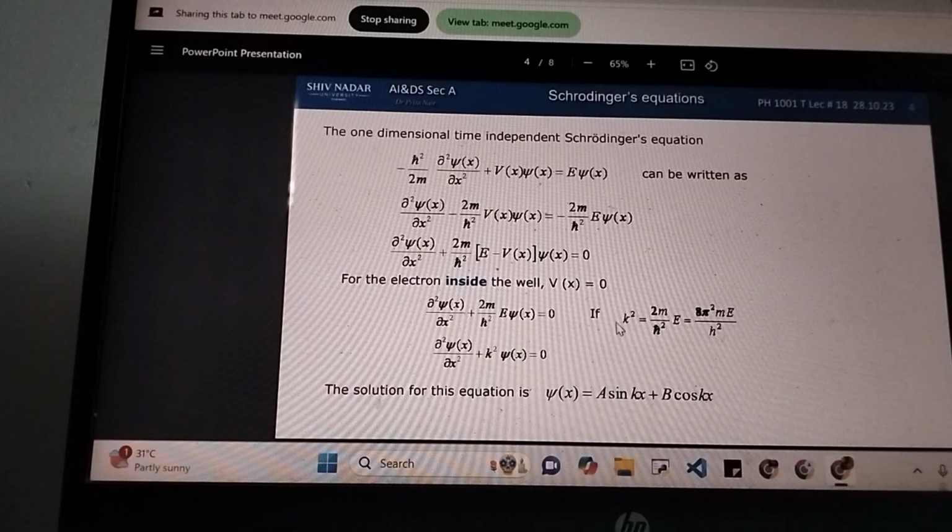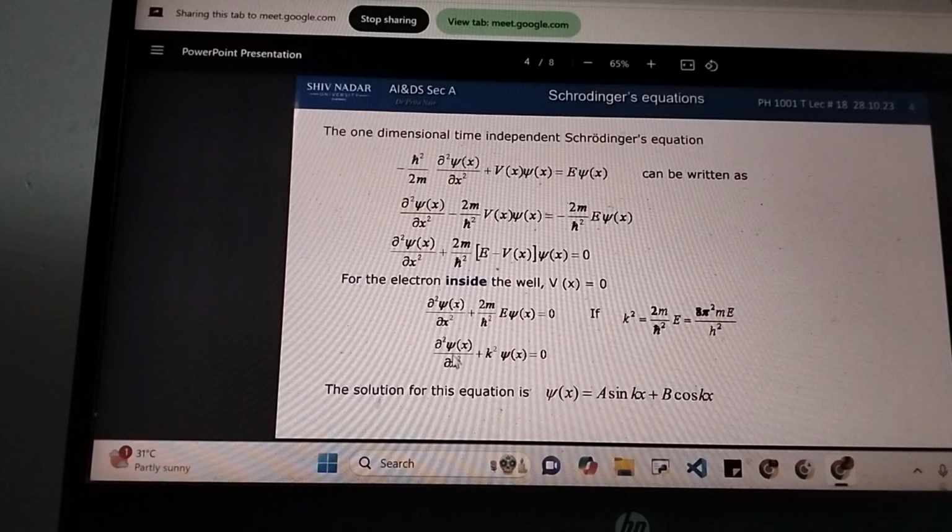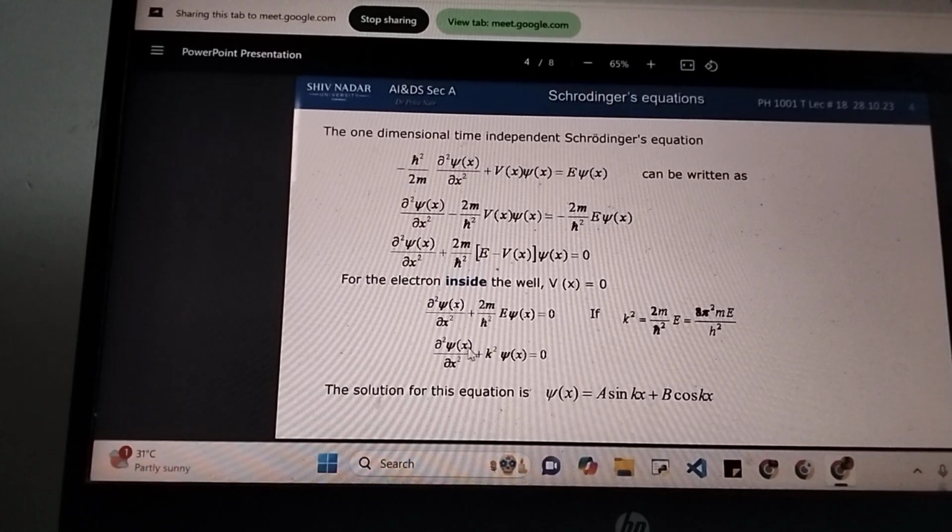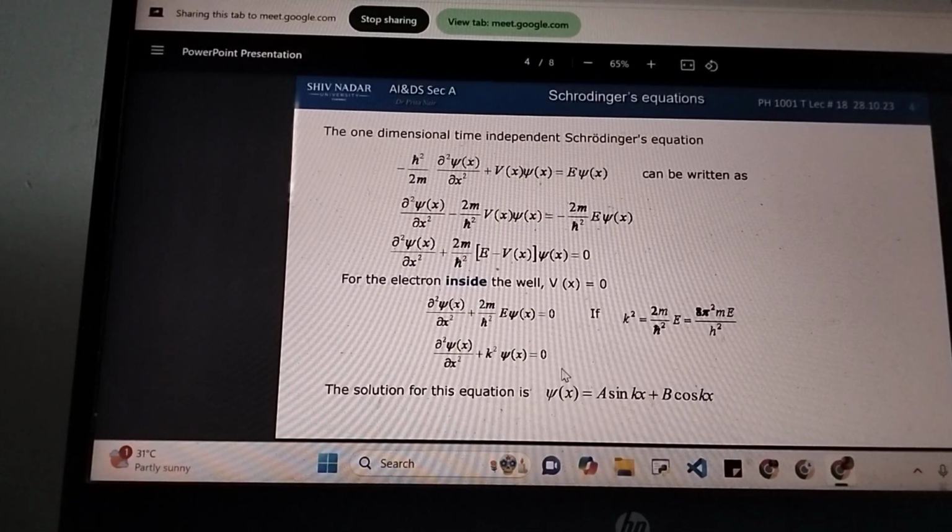So what did we do? We just assumed k squared equals 2mE by h cross squared, and then in place of h cross we put h by 2 pi. So we get k squared equals 8 pi squared mE by h squared. Coming back to this equation, the second derivative of psi of x with respect to x plus 2m by h cross squared E times psi of x equals 0, and this 2m by h cross squared E is exactly what we took as k squared. So substituting that, what equation do we have now? Second derivative of psi of x plus k squared times psi of x equals 0. This is the equation we have now.